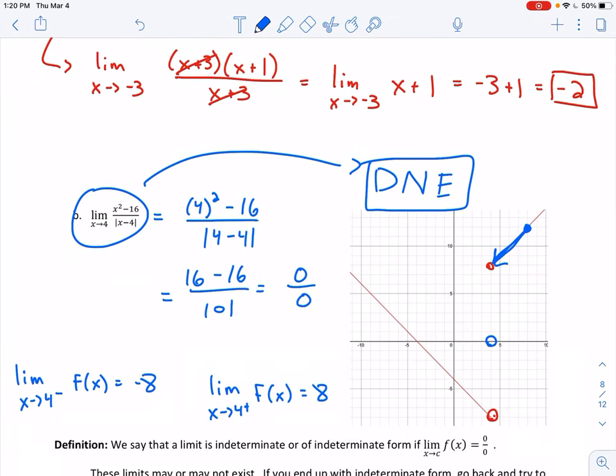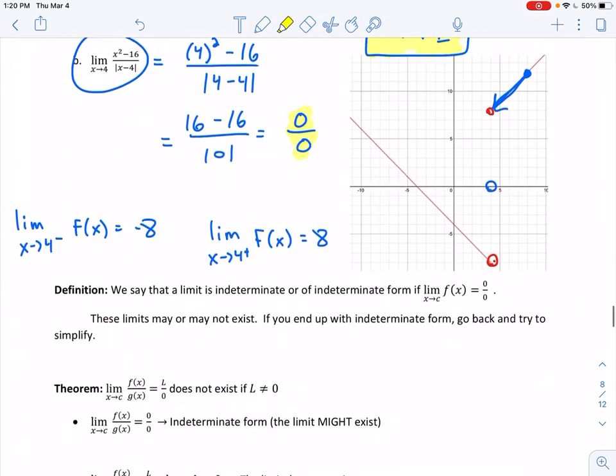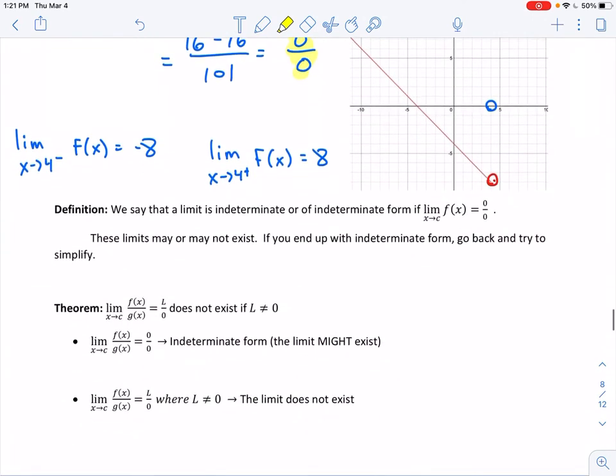So what gives here? Something kind of odd is going on, because in both of these examples, we ended up with 0 divided by 0 when we initially started. But in part A, that limit did exist. That was -2. But then in part B, when we looked at the graph of the function, we said that limit does not exist. So there's something kind of special about 0 divided by 0. And that's actually this definition that we're going to talk about here.